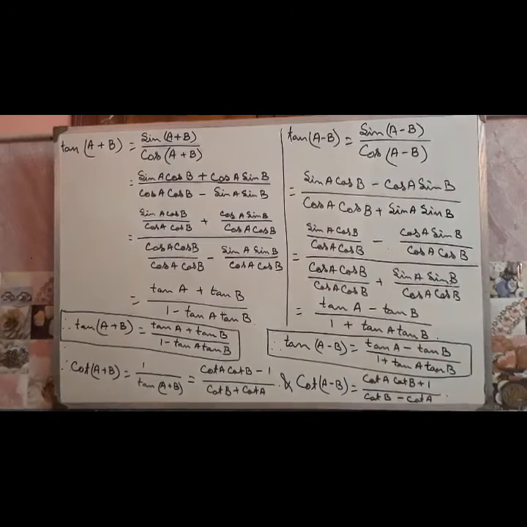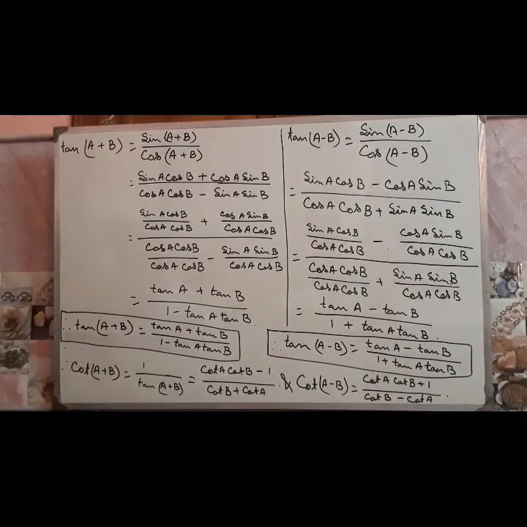Now tan A plus B and the formula of tan A minus B. What is tan A plus B? Tan A plus B means sin A plus B by cos A plus B. What is the formula of sin A plus B? Already we proved sin A cos B plus cos A sin B, and cos A plus B is cos A cos B minus sin A sin B. Now dividing the numerator and denominator by cos A cos B, we will get tan A plus tan B by 1 minus tan A tan B. So what is the formula of tan A plus B? That is tan A plus tan B by 1 minus tan A tan B.